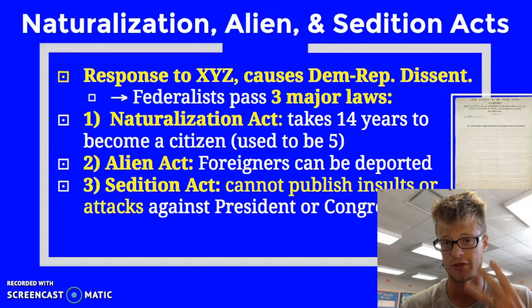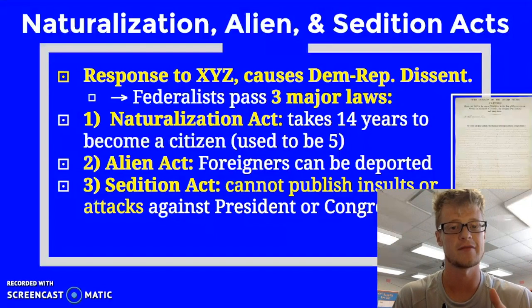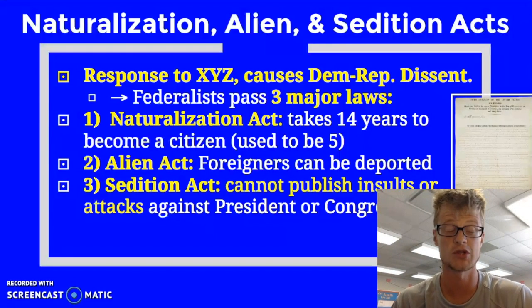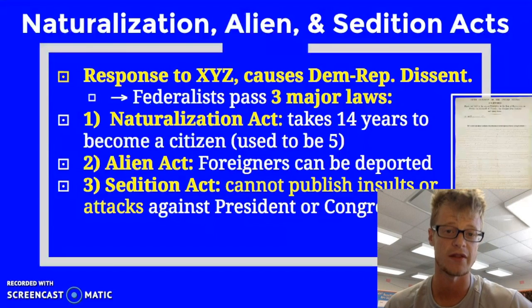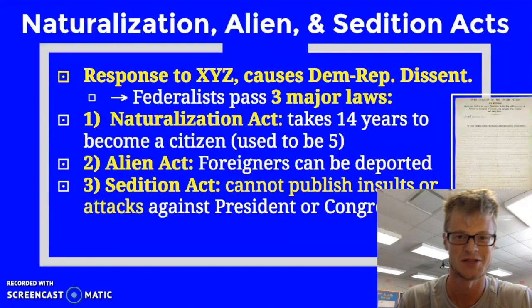So what they do is they implement 3 laws, and you'll definitely want to know these 3. The first is the Naturalization Act. So what they do immediately is they change the time that you can become a citizen from 5 years to now it takes 14 years for you to become a citizen, which is a pretty dramatic change. And the reason why they do this is because the second act, the Alien Act, basically allowed the Federalists to deport anybody that could be a foreigner, or they could assign them to be a foreigner.